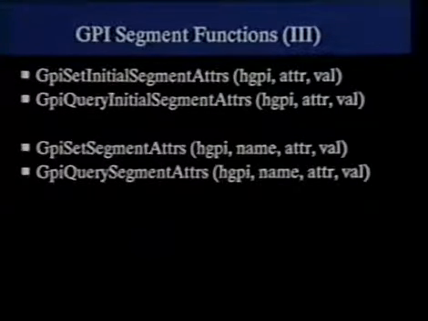Each segment has a set of initial attributes it takes on, that is visibility, detectability, highlighting, and so forth, and you can both set the initial segment attributes and inquire what those initial attributes are. Dynamically, after a segment has been created, of course, you may also, individually or as a group, change any of the attributes. Those are the functions that you use to create segments.